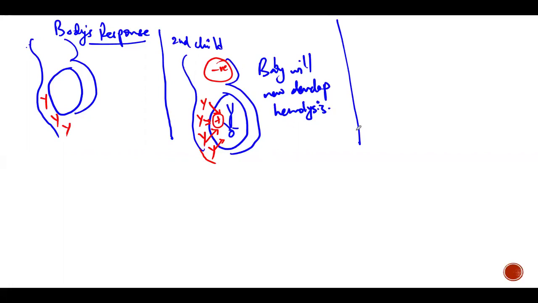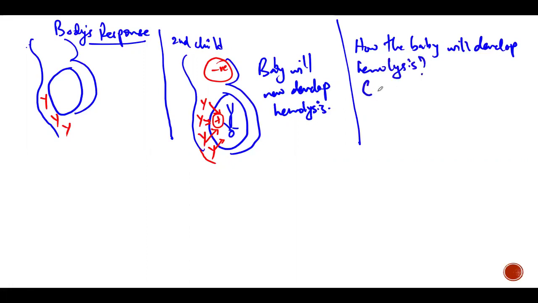Yes, sir, I understood that. But could you just repeat how the baby will develop hemolysis? Okay. Any other questions? But even during the first child, there will be certain antibodies that will be generated, right? Certain antibodies. Okay, good. Any other questions?